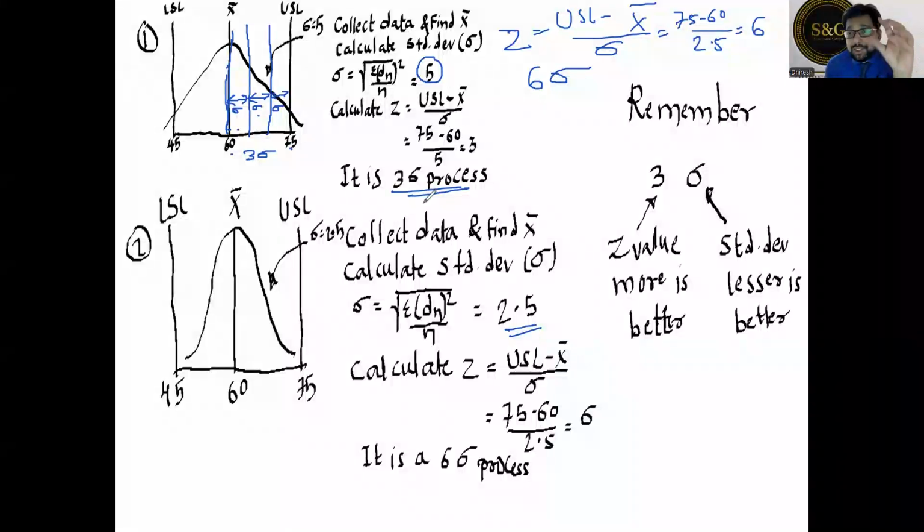USL is decided by the customer. Yeah, process KPI also can decide. Yes, it can be internal. Now listen to me very carefully.